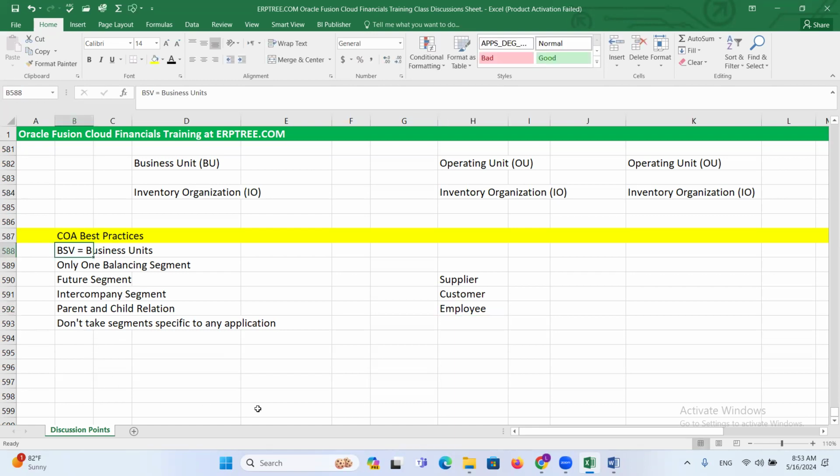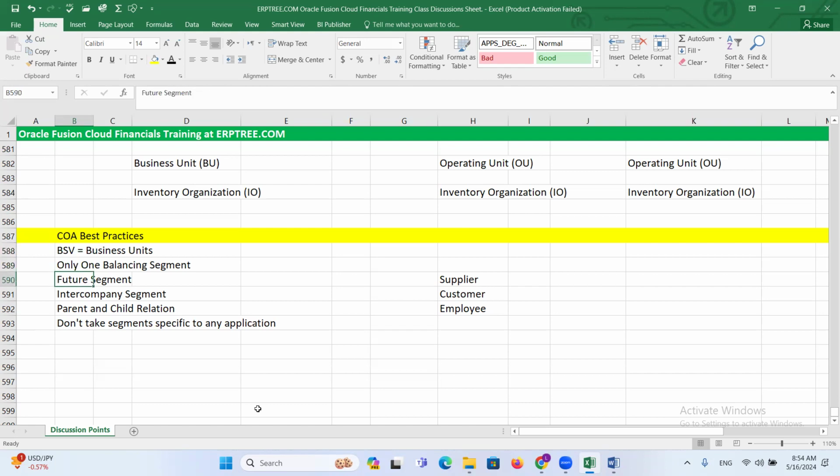Always make sure the number of balancing segment values will be equal to the number of business units. This is the best practice that we have to recommend when we are working with real clients. The final decision is taken care of by the client. And use only one balancing segment. We can have up to 3 balancing segments, but we don't recommend it, because it will create complexity. When you start doing the setups and creating transactions, these 2 points will be very clear to us.